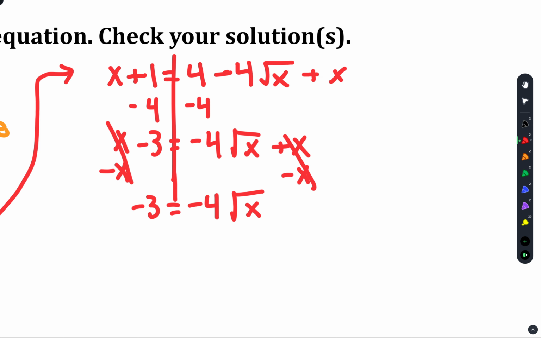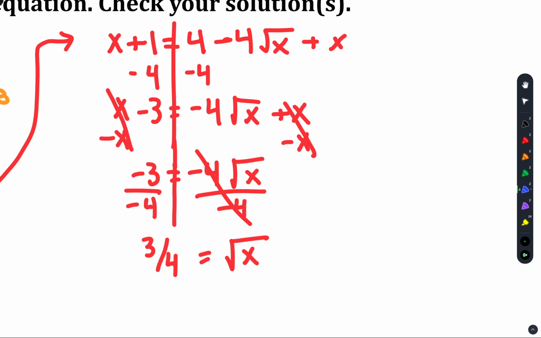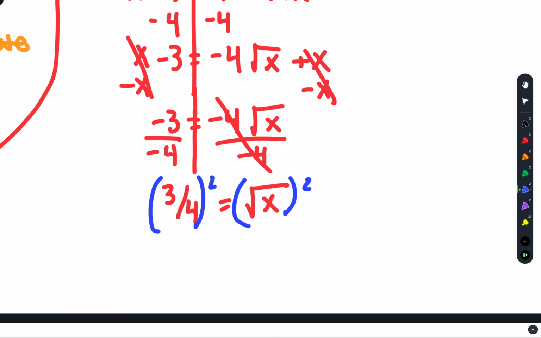What's next? Beautiful. So this is 3/4 equals the square root of x. Now that my radical is isolated, what's my second step? Square both sides. So on the right side, that's just an x. And on the left side, do we remember fraction rules? What does that become? 9/16. We square the top, we square the bottom.